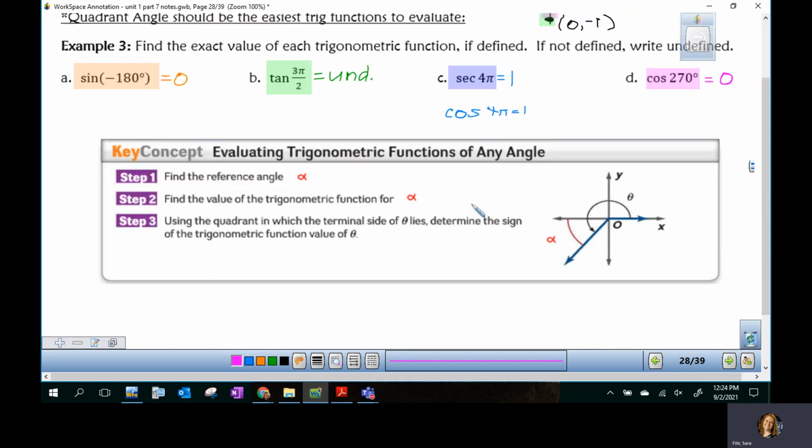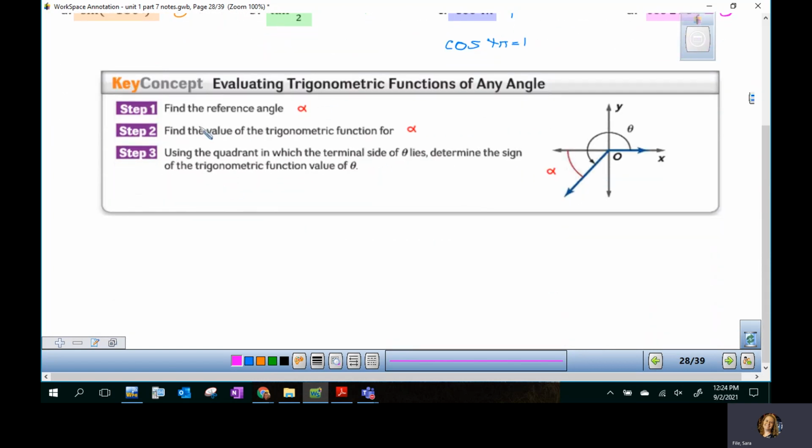Now this next piece right here is actually the steps we're going to follow, a strategy to help you evaluate trig at any angle using reference angles. Okay, so wherever your angle is, so in this example, here's theta, you find your reference angle. So you do need to remember that a reference angle is the distance from the terminal side to the x-axis. You need to remember that it's always to the nearest x-axis. It should always be an acute angle.